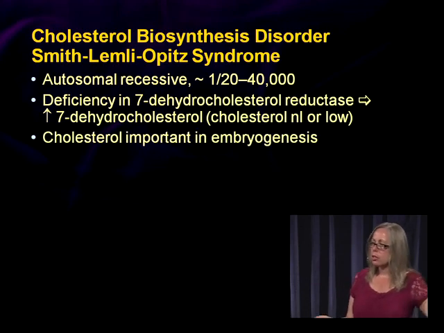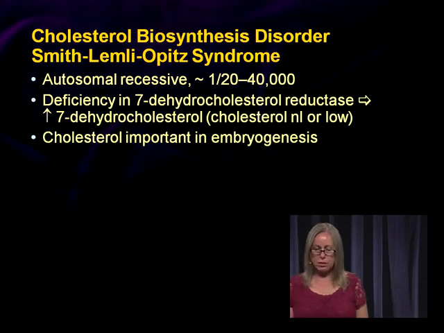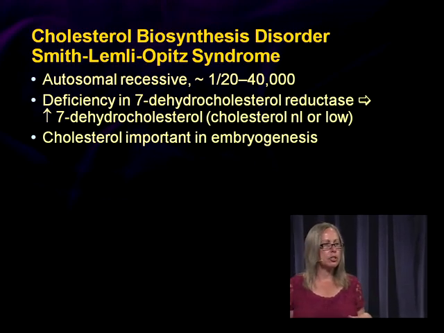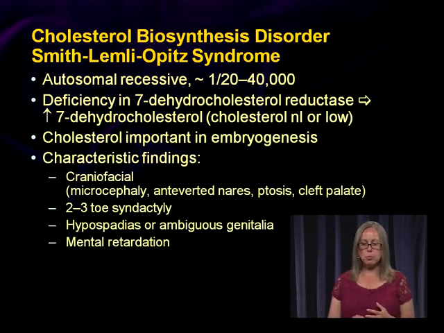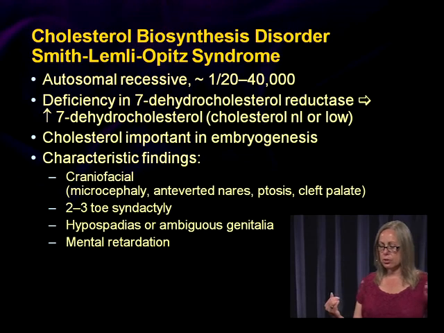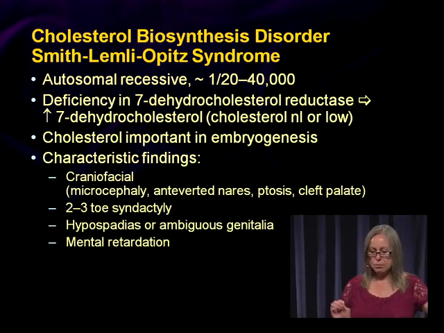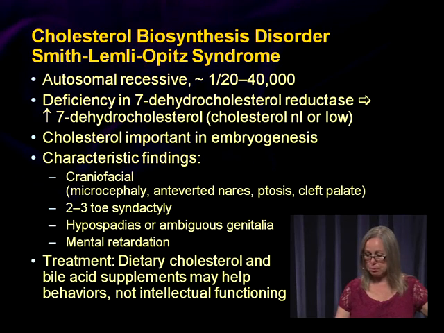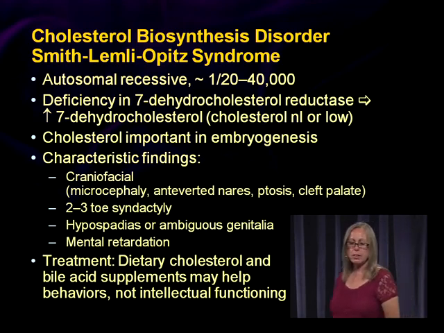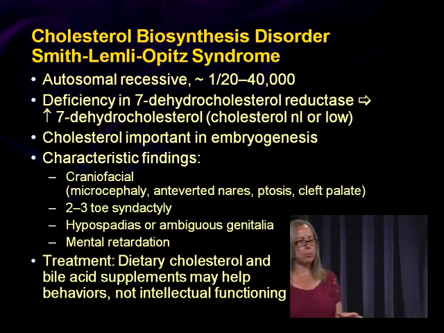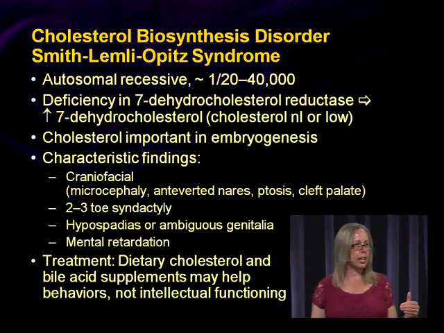Remembering that cholesterol is important in embryogenesis, so this was actually the first metabolic condition that was also defined as a dysmorphic syndrome. So you can see craniofacial problems, small head, anteverted nares, ptosis, and cleft palate, two-three toe syndactyly, hypospadias or ambiguous genitalia, and mental retardation. Treatment is with dietary cholesterol and bile acid supplements. May help with behaviors, but it's not been shown to change intellectual functioning.